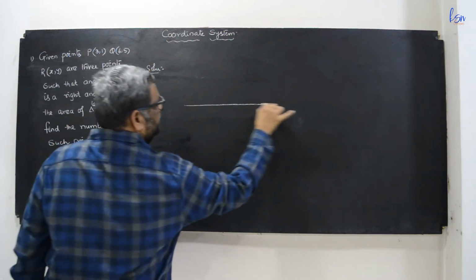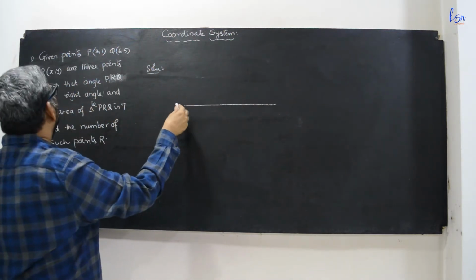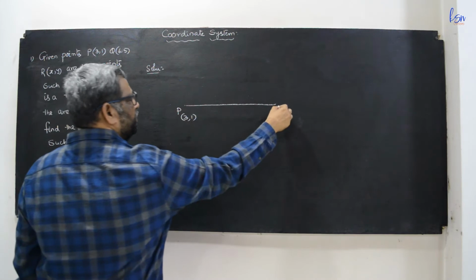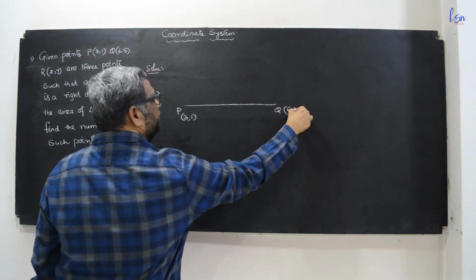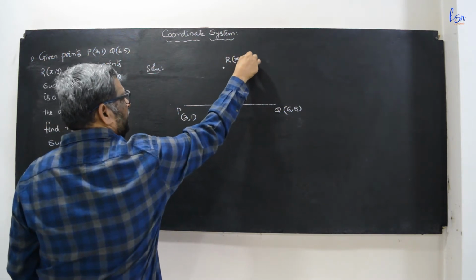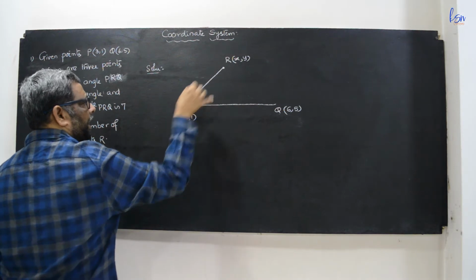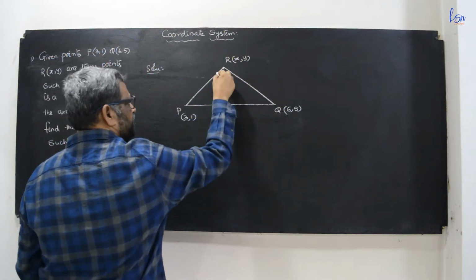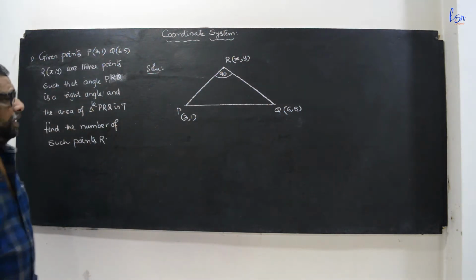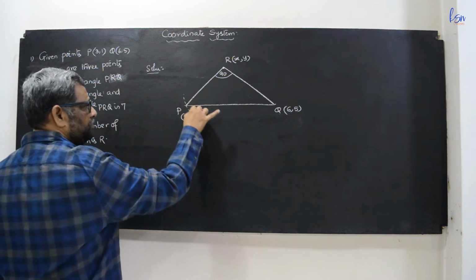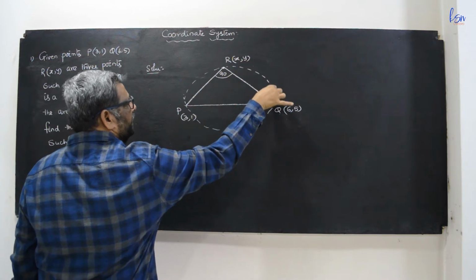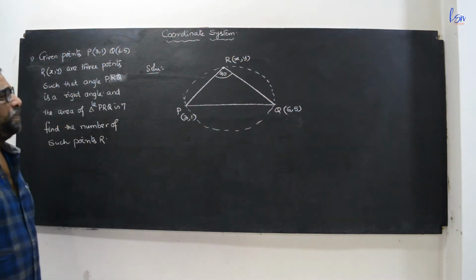We will consider the points P(3, 1), Q(6, 5) and R(x, y). It is given in the problem that angle PRQ is 90 degrees, so it's a right angle triangle. Now we'll do one thing. We'll construct a circle passing through the points P, Q, R.